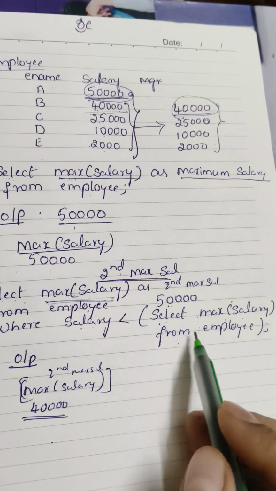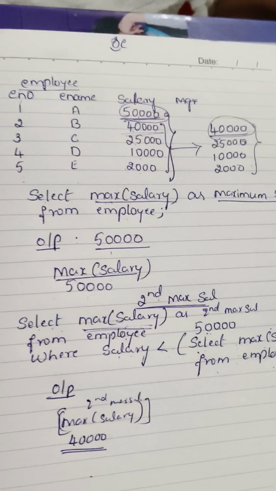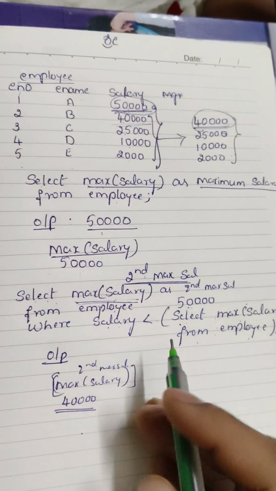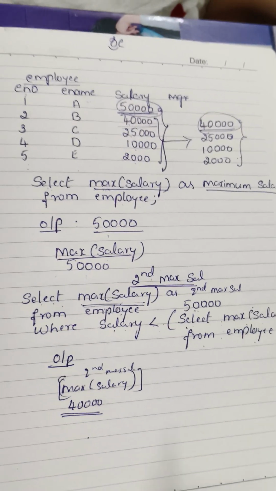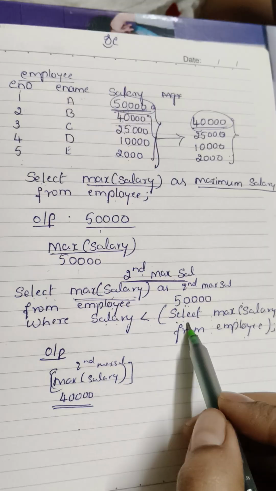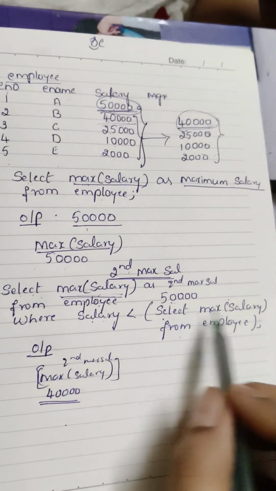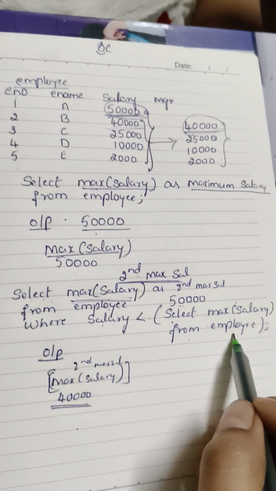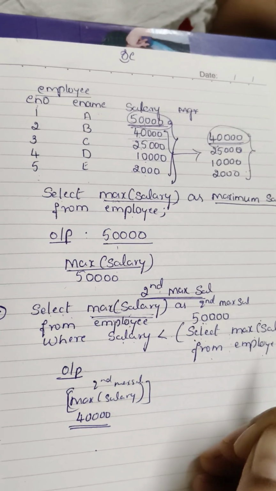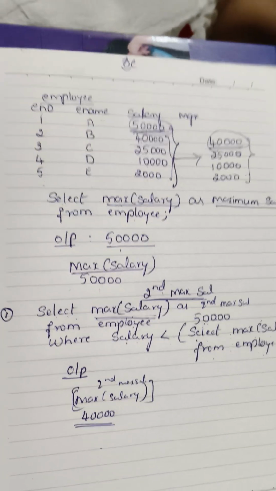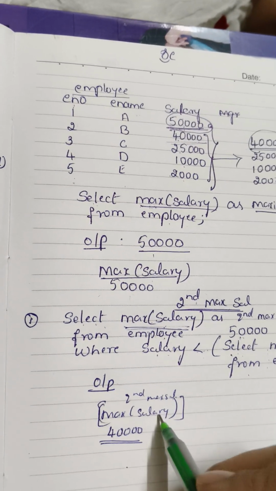First, you need to find out the first maximum salary. That will be the input for the outer query. So this is one method, writing the query in a nested query form, that is a query inside a query. First, we find the first maximum salary with the help of the maximum aggregate function: select maximum salary from the employee table. The result will be 50,000. That means the inner query always executes first. The result of that inner query will be the input for the outer query to execute and give the result.